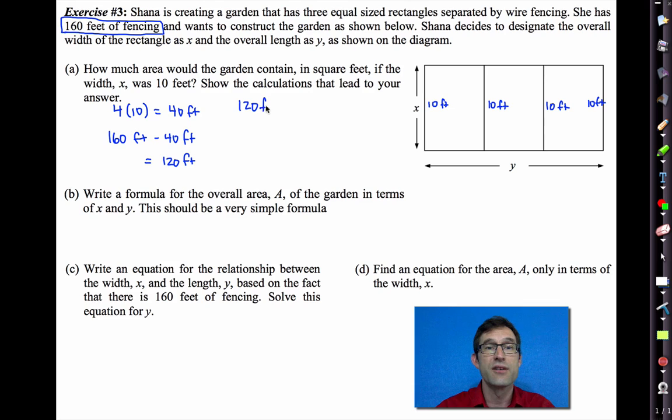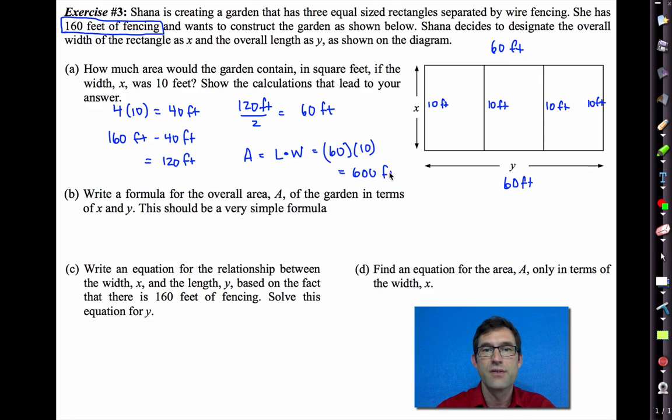But we would have to divvy it out amongst 2 sides, so that would be this dimension. So we'd have 60 feet here and 60 feet there. But that means the overall area, which is just length times width, would be 60 feet times 10 feet, which would be 600 square feet. Cool. No problem.